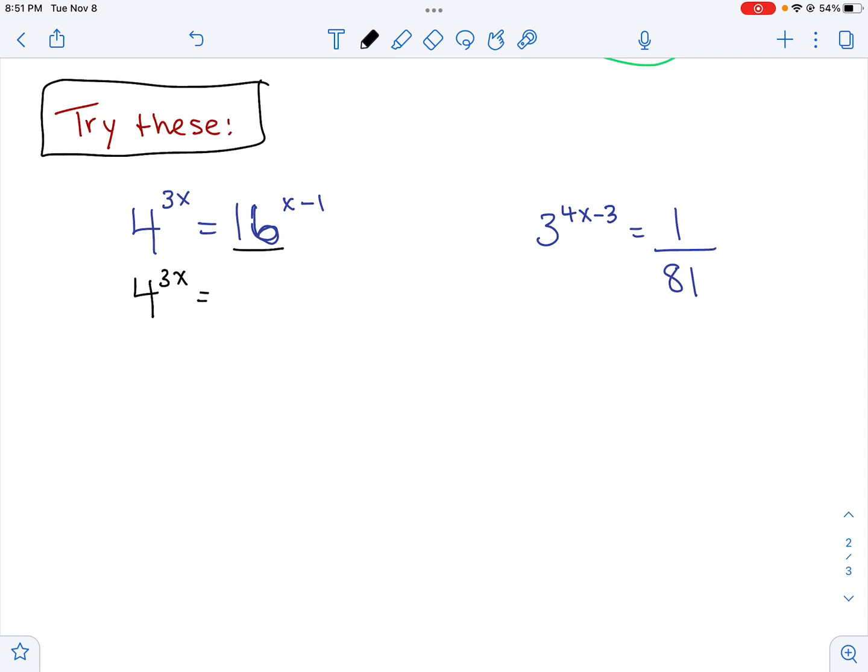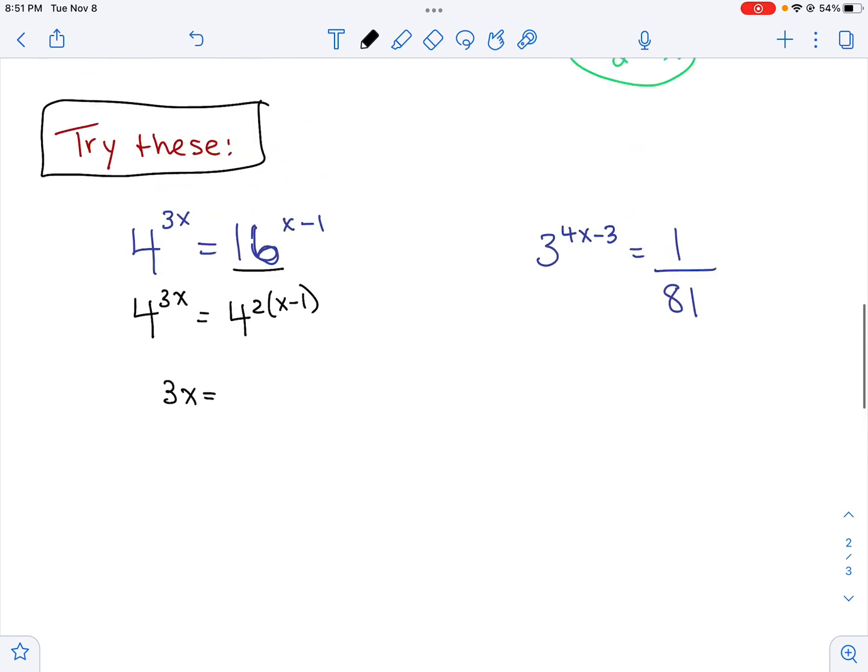I'm going to rewrite the 16 as 4 to the power of 2. And now that my bases are the same, I'm going to make my exponents equal. I just expanded this guy. And I'm going to put my x's on one side. So I'll have 3x minus 2x equals negative 2. So I will have x equals negative 2.